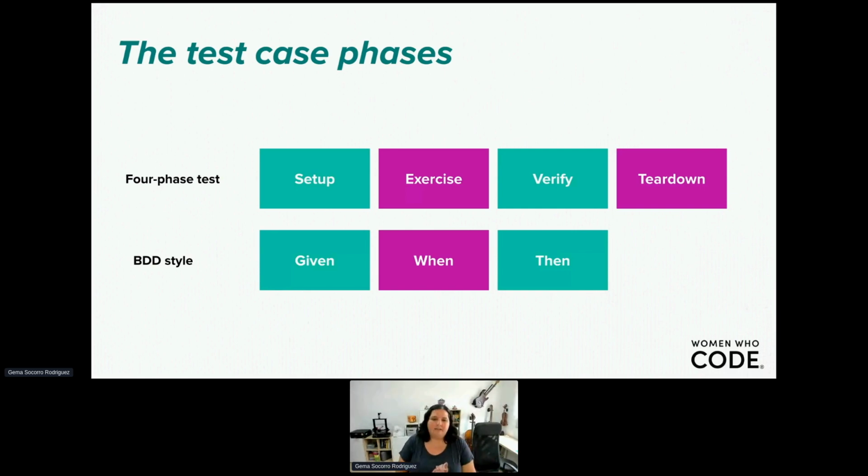Then we will exercise the test. We will do whatever we want to test. And then we will verify. We will see if the result of the exercise is the expected one. And finally, we have a phase called tear down, in which we will leave the system as it was at the beginning, because between tests, the state should be kept the same, because this will make them predictable.